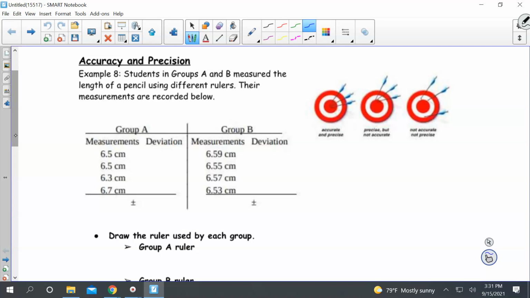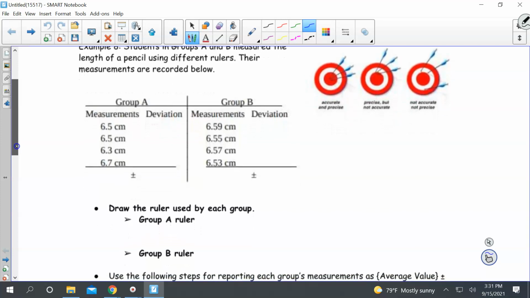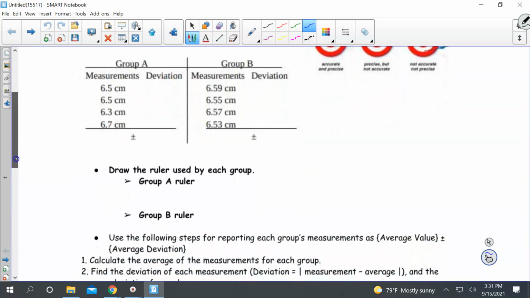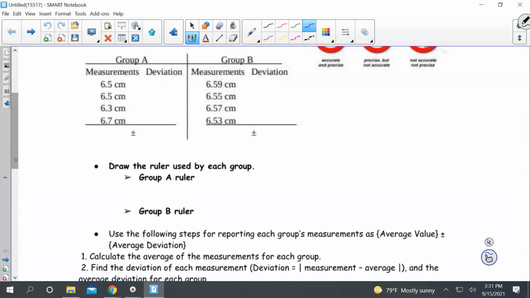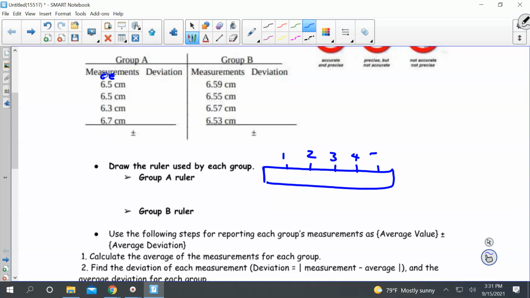For the first one, I have two groups of students, A and B, who collected data on the measurement of a pencil. They use different rulers. So they want you to first draw the ruler that was used by each group. If we look at this first group, this would be certain and this would be estimated. That means on this ruler for group A, they must have had the ones position marked off. 1, 2, 3, 4, 5. And I guess it was a little longer, so we'd have to go to 6. So they must have had that position marked off.